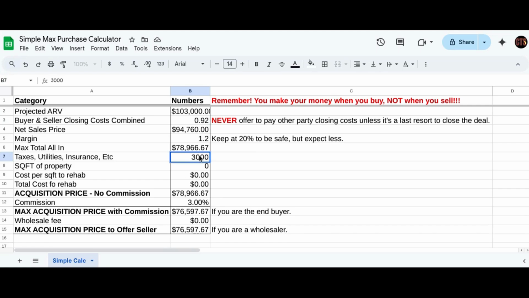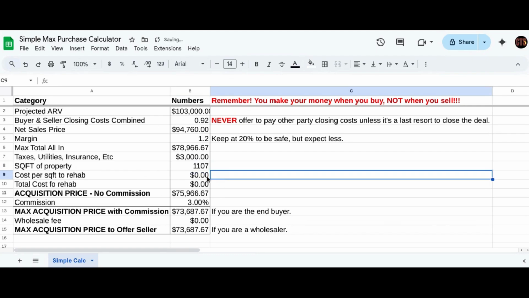So we're going to put 3,000 for just holding costs. Now, the square footage of the property we know is 1,107. All right, so we got that.